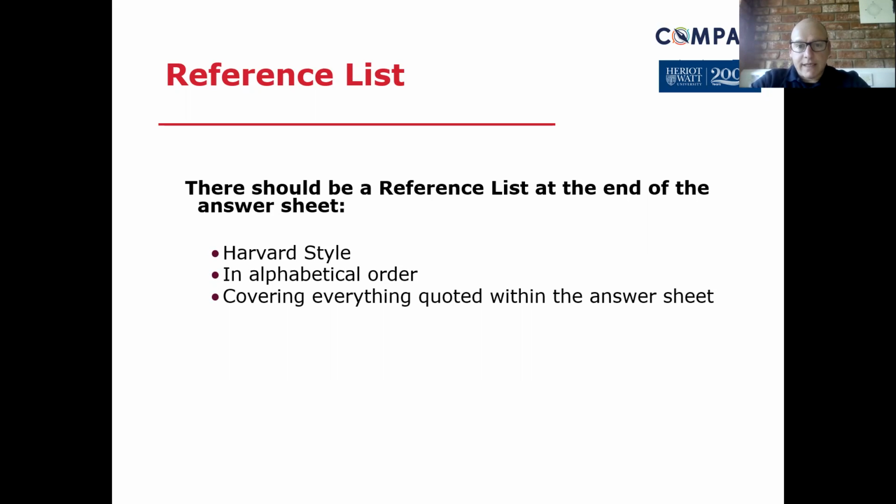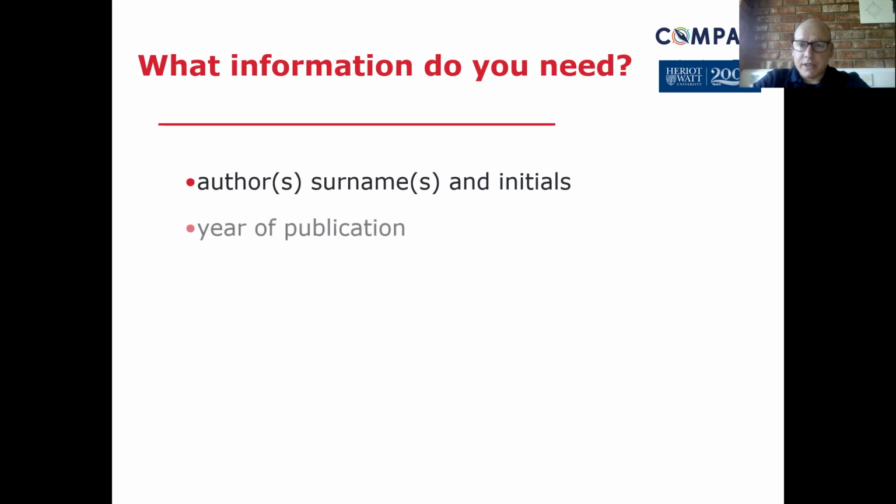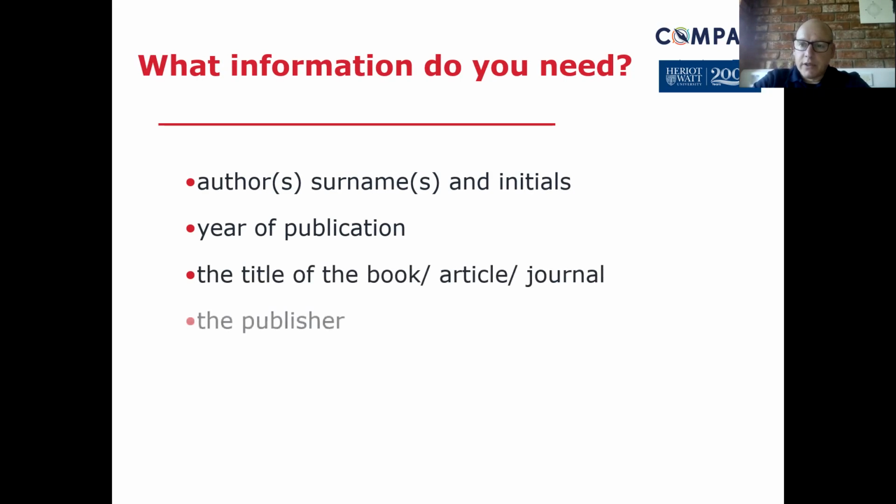Harvard style requires it. It should be in the list. It should be in alphabetical order, and it should cover everything that you've quoted within your answer sheet. Typically, you need the author's name and their initials. You need the year of publication, the title of the book, the article or the journal, the publisher, and the place of publication, and the page number if you're going to be that specific.